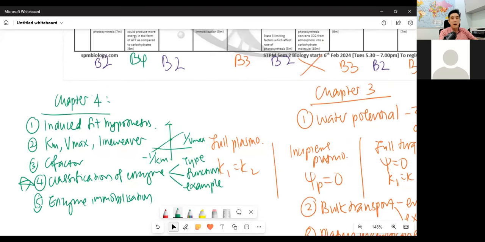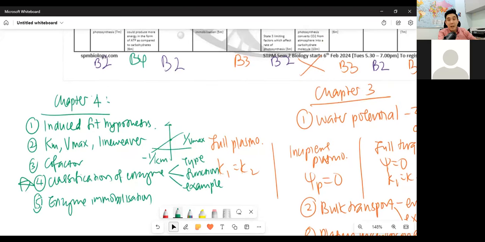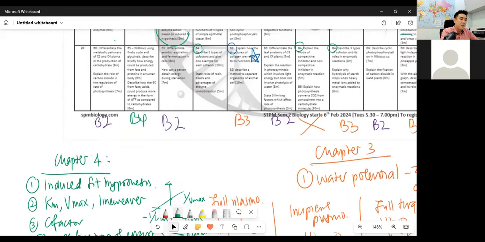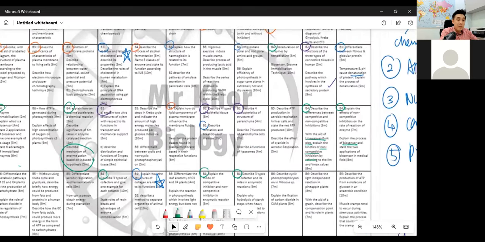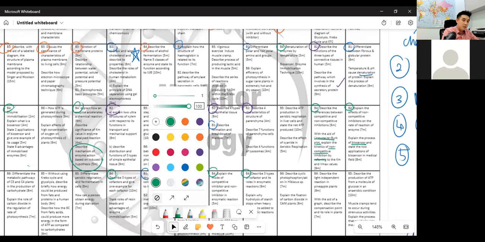The inhibitor, I think very thorough. The inhibitor came out very thorough. Guys, chapter 5 and 6. Let's use orange we use it here.